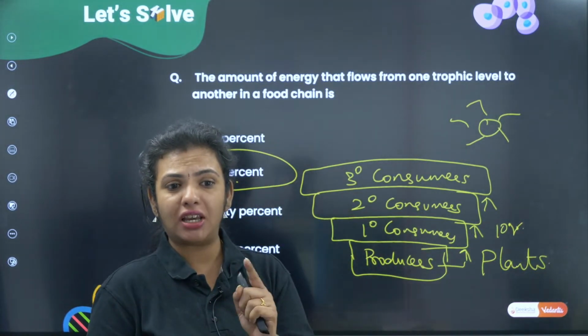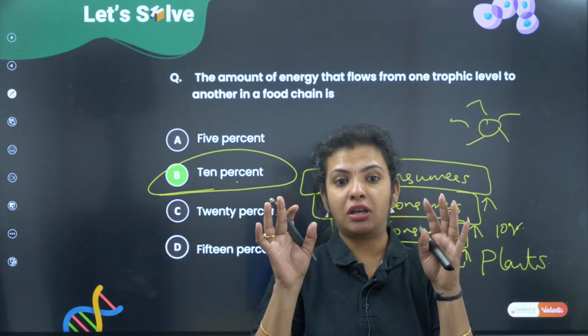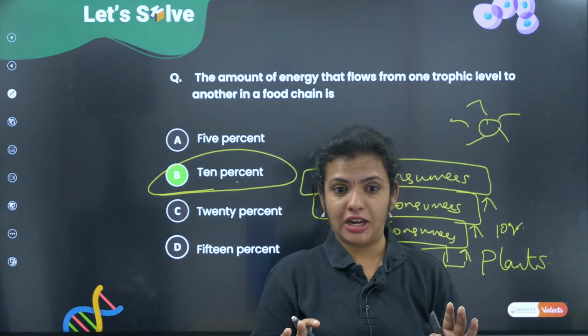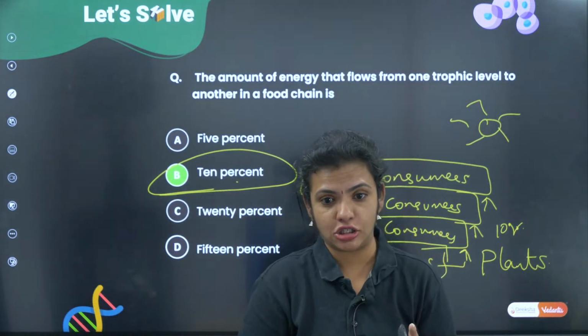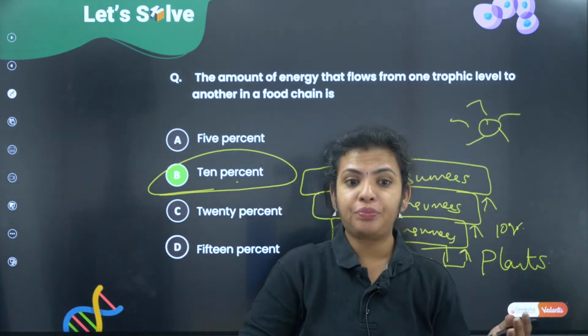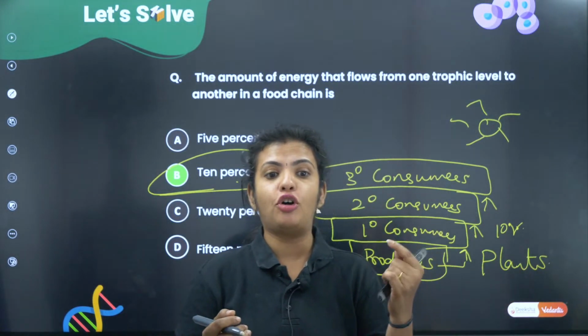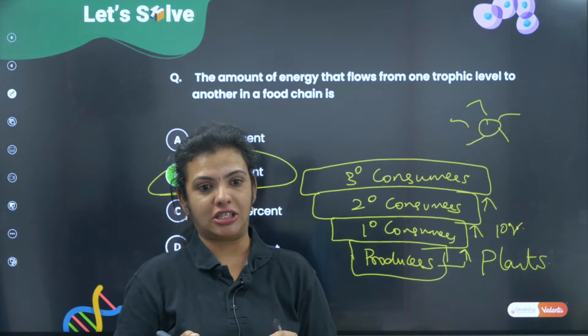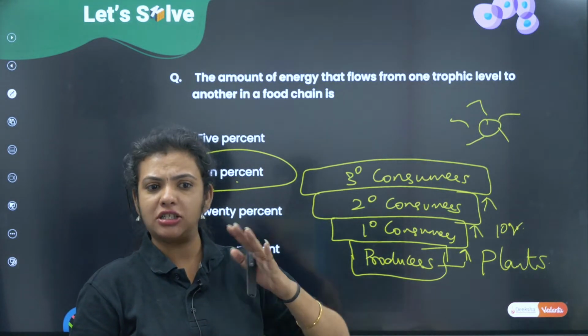What happens to the extra energy? Or let us say the plant has produced 100 joules of energy, only 10% of it is being transferred to the primary consumer. The reason being, the remaining 90% is utilized by the plant for its own metabolic activities, correct. What are the metabolic activities in a plant? Plant doesn't do much work.